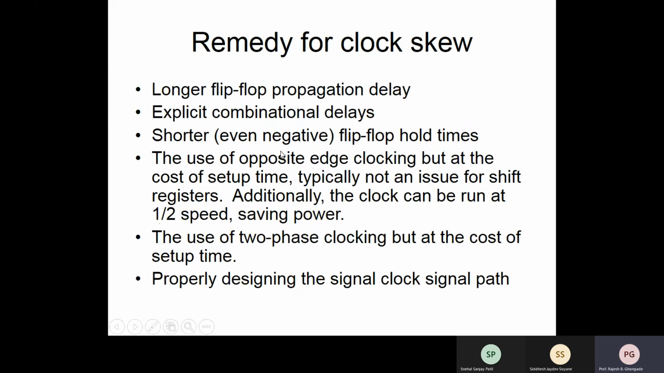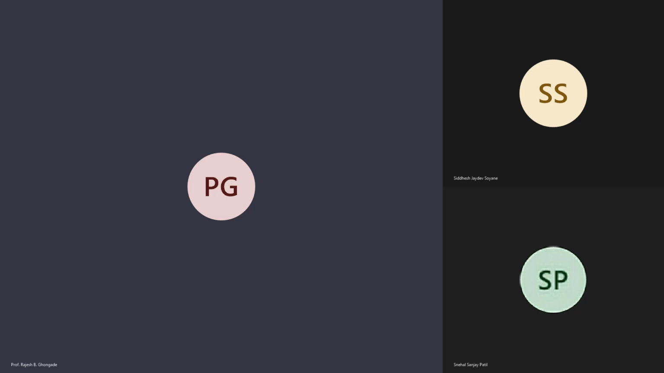So obviously, clock skew cannot be solved directly. There are various ways in which you can do it: the use of two-phase clocking, again at the cost of setup time, or properly design the clock signal path. Okay, so that was all as far as the introduction to FSM, finite state machines, is concerned.